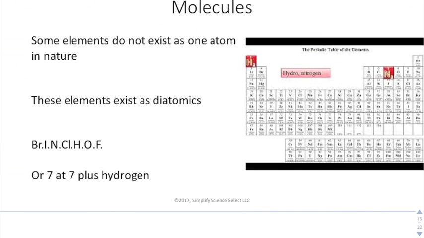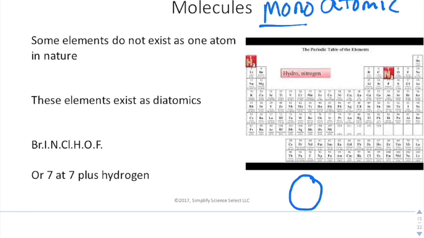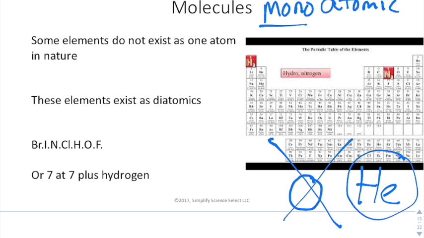Okay, so molecules. Some elements do not exist as one atom in nature. You will never go around and find a single oxygen atom floating around in the air, because oxygen does not exist as what's called a monatomic atom. Monatomic: mono means one, atomic. So oxygen does not exist as a monatomic. Helium does exist as a monatomic. So there are certain elements that do not exist as monatomic; they exist as diatomics.